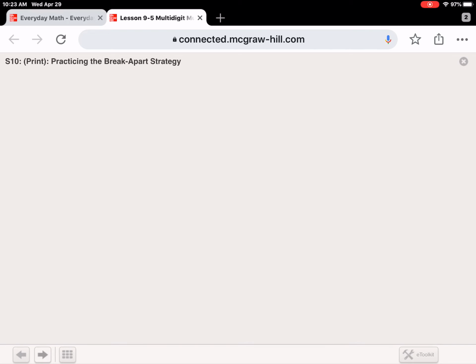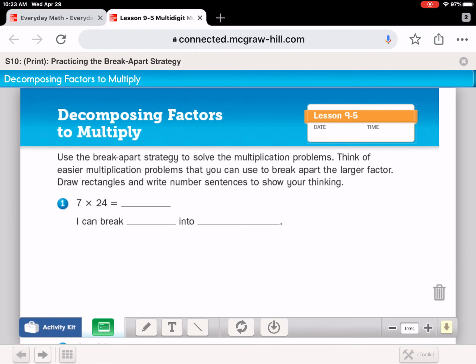All right, look on journal page 287. It says decomposing factors to multiply. And remember that decomposing is just another word for breaking apart. The directions say, use the break apart strategy to solve the multiplication problems. Think of easier multiplication problems that you can use to break apart the larger factor. This is just like what we've been doing. Draw rectangles and write number sentences to show your thinking.